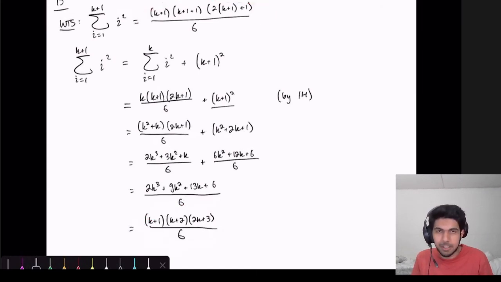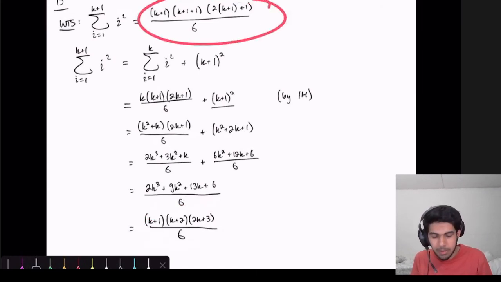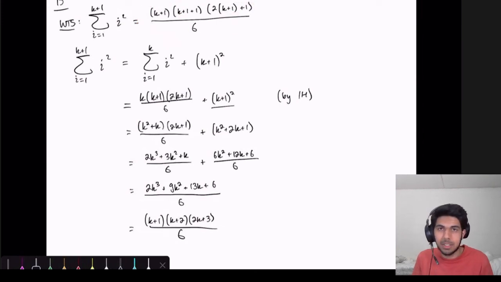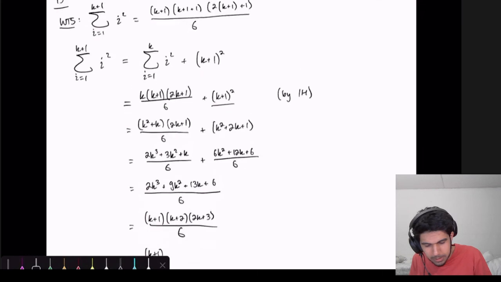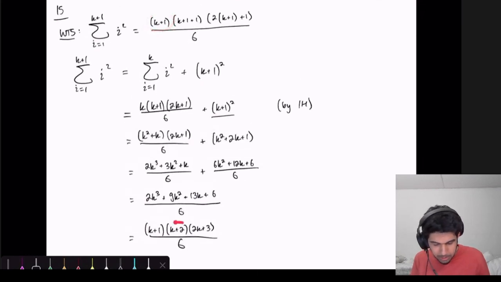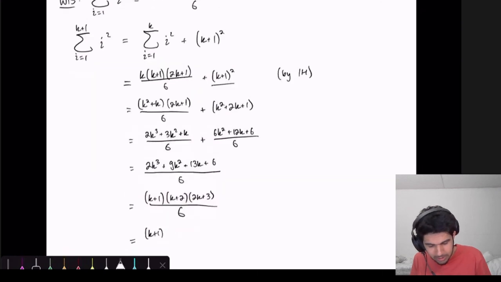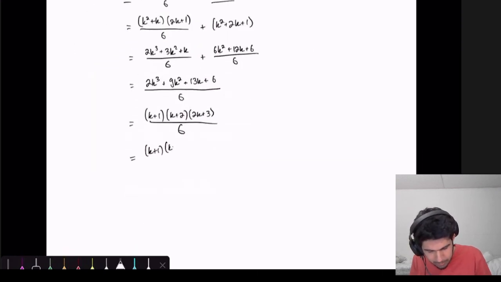I like having my final step be in this form because it shows the k plus 1s within the formula. So it shows that substitution. If we were to just look at this, it wouldn't be immediately obvious. So we can do that. This k plus 1 is good. That matches this first term up here. k plus 2 is indeed equal to k plus 1 plus 1, so that's good. Let's write that down. k plus 1 plus 1.